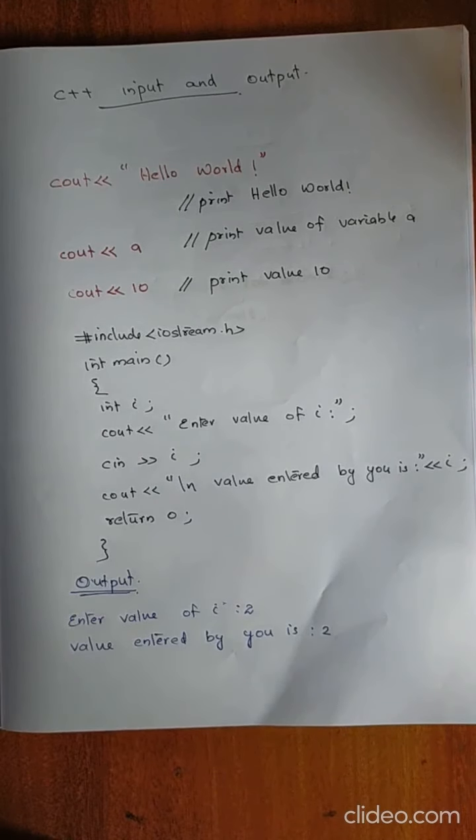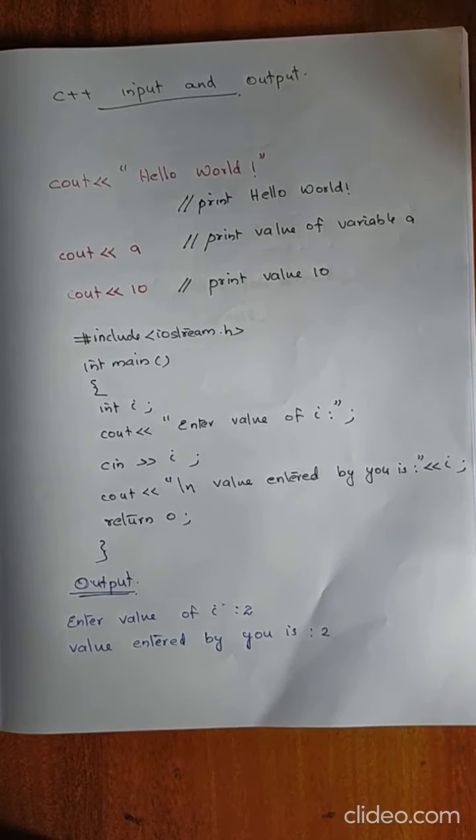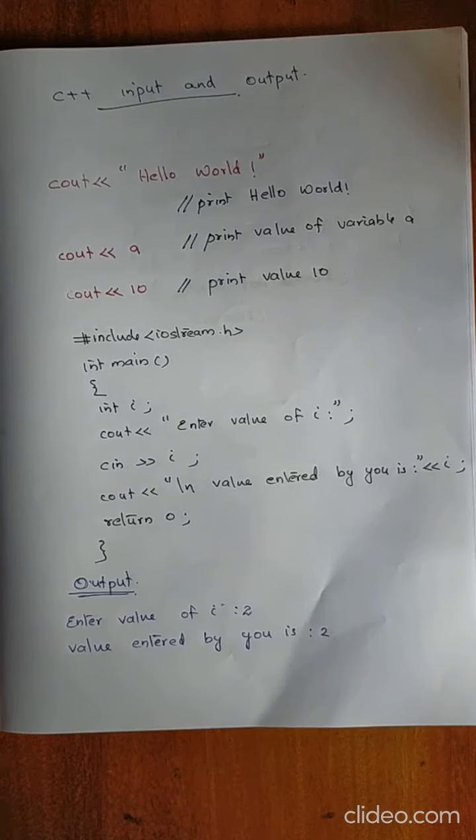Next, we have to study about C++ input and output. C++ IO operation, that is C++ input output operation, is using stream concept. Stream is the sequence of bytes or flow of data. It makes the performance fast.